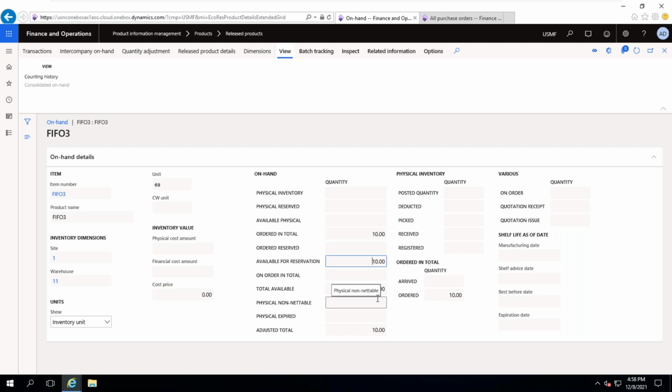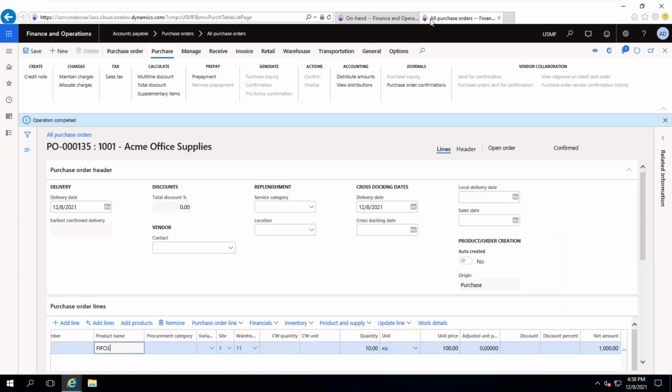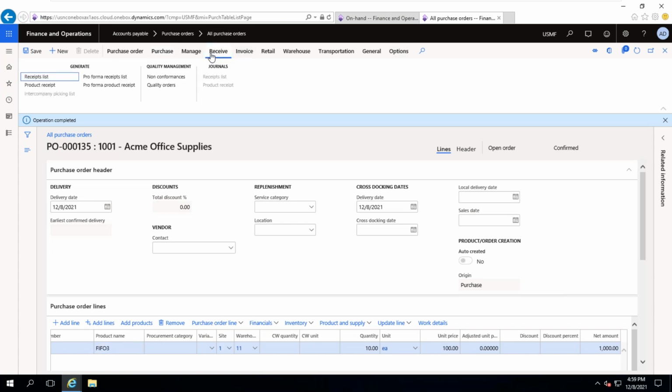That's it. Okay. Now we need to understand physical cost amount, financial cost amount, and then this one. Okay, I'm going to show you. Let me do product receipt.